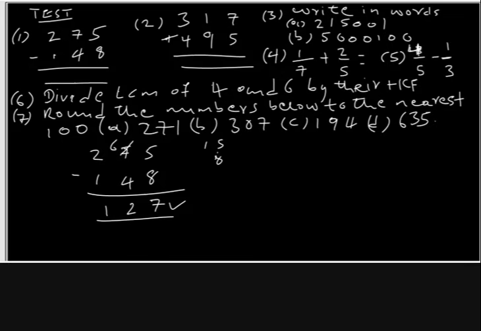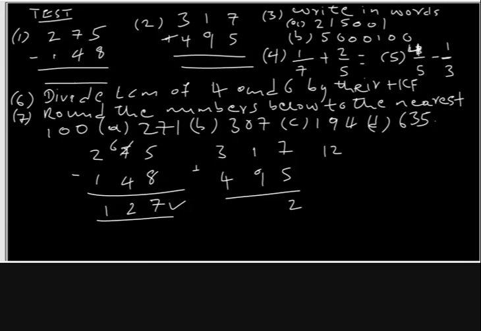The second one, we have 317 plus 495. So we are adding. So when we add, we have 7 plus 5. 7 plus 5 is going to give us 12. So we have to write 2 and carry 1.